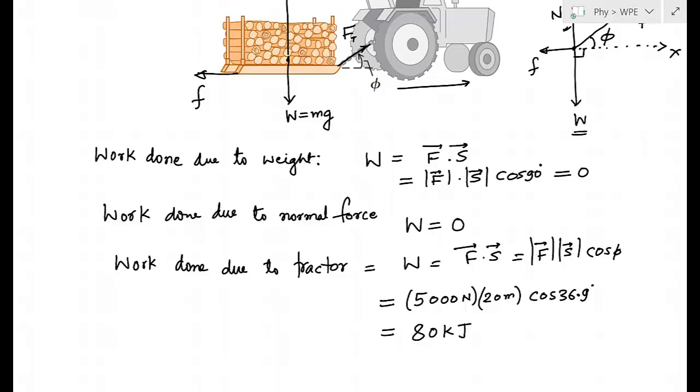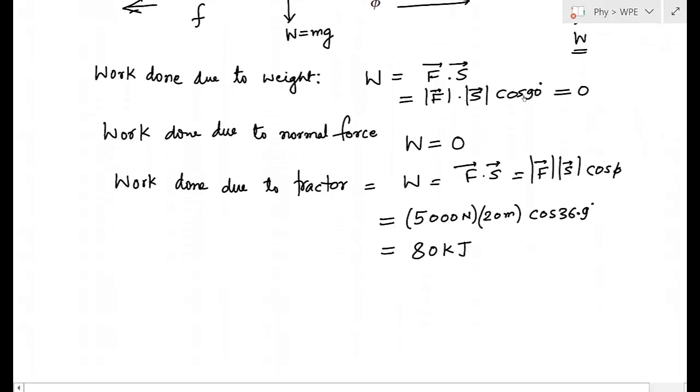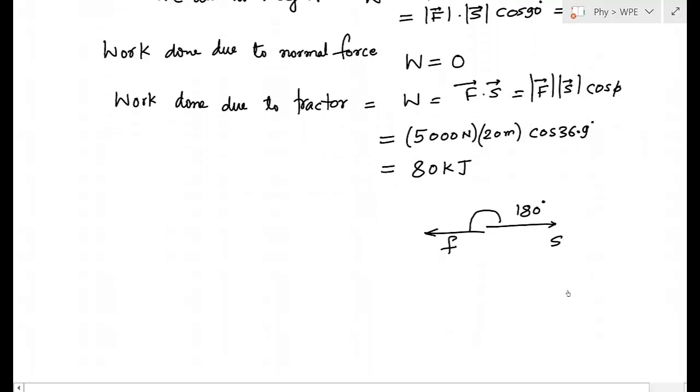Now we can find work done due to friction. One important point when we are finding work done due to friction is the angle phi. Friction is acting in this direction, that is the negative x direction, and the displacement is along the x direction. So there is an angle of 180 degrees. You see the friction force is acting in this direction and the displacement is in this direction. So the angle is 180 degrees. So we can find work done due to friction.